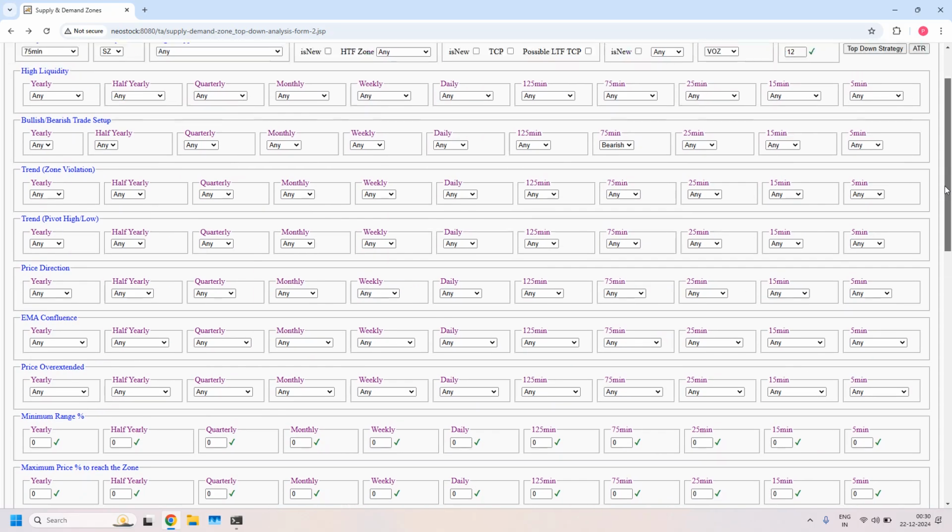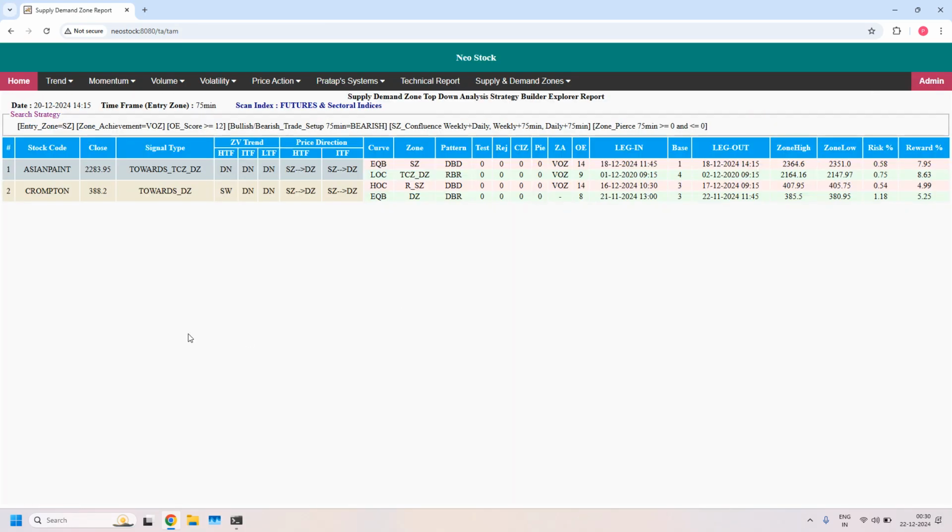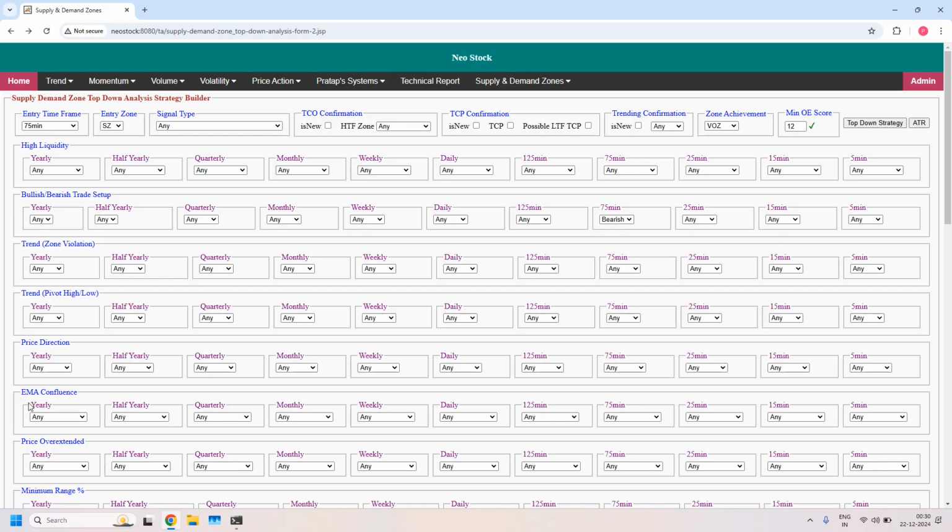With all the 3 filters, LTF, ITF and HTF supply zone confluence, we got 2 stocks. In these 2 stocks, these 75-minute supply zones are part of the daily supply zone, both together again part of the weekly supply zone. Weekly is HTF. So HTF trend is down, only for 1 stock. If this has weekly EMA confluence, then this stock is an even more high probability trade setup supported stock. Let us verify if it has or not.